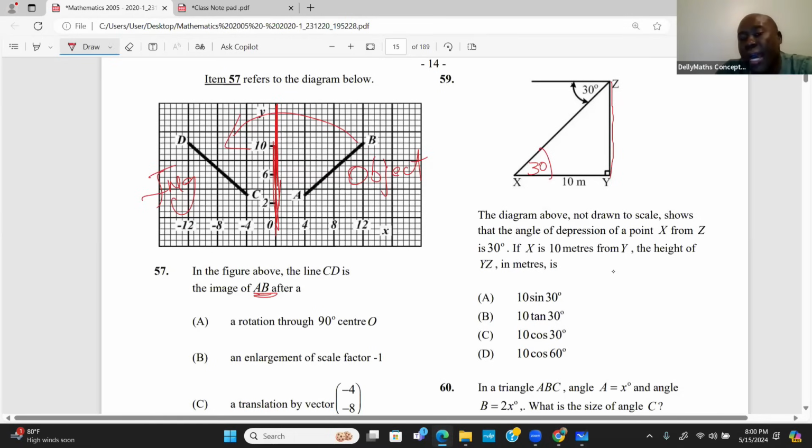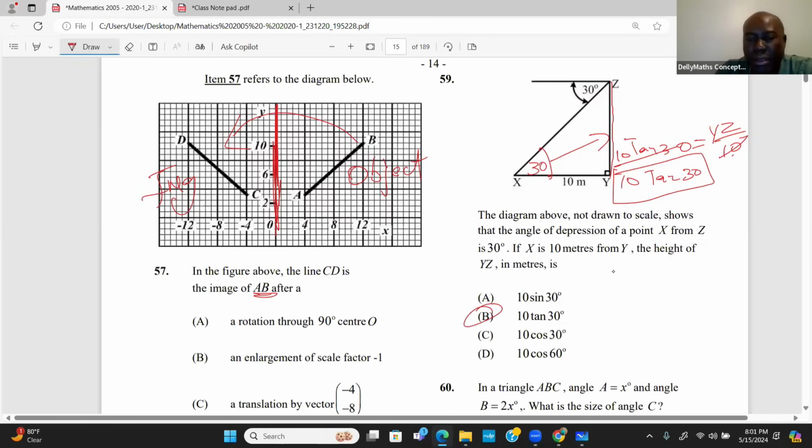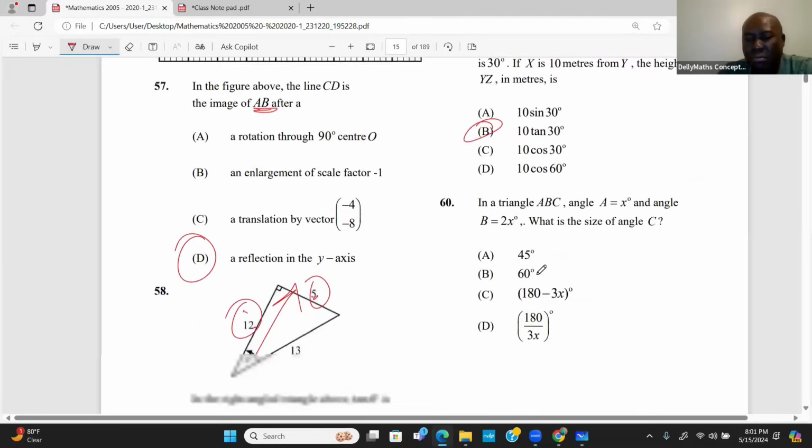So you can use tangent of 30. Look, tangent of 30 is going to equal YZ over 10. So YZ is actually 10 tan 30. So if you multiply both sides by 10 to get rid of this, 10 will come here. So 10 times tan of 30 will give that side that they ask you for. The answer is B. Last one.